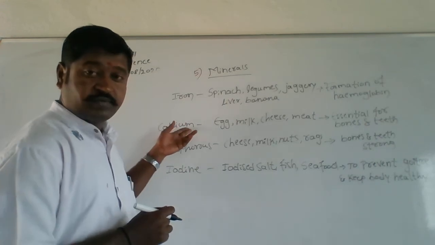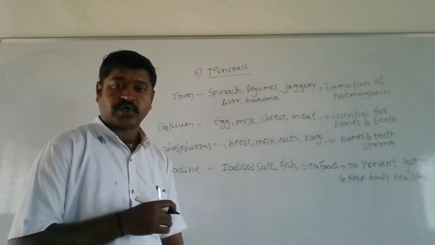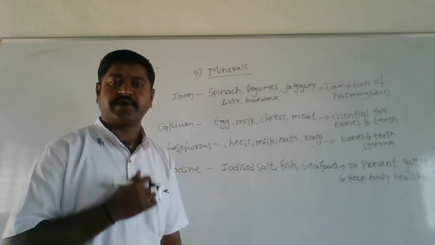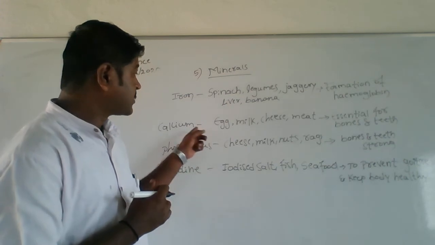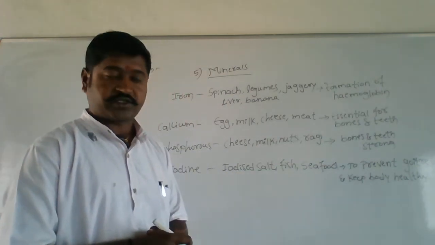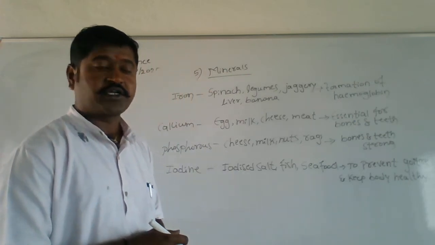Then what about calcium? We get the calcium mineral from egg, milk, cheese and meat. So egg, milk, cheese and meat, what are they giving us? They are giving us the calcium mineral. So what is that calcium doing? It is keeping our bones and teeth healthy, right? It is essential for our bones and teeth.